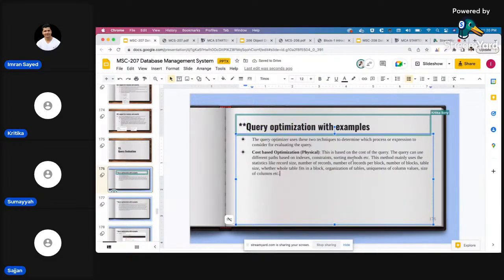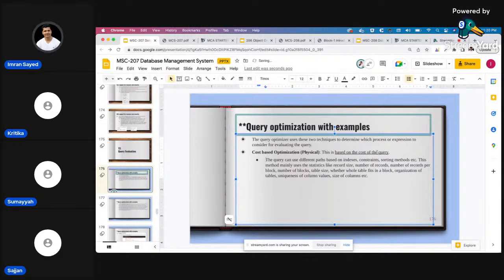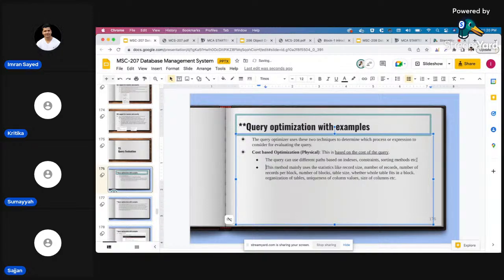Okay. So this is based on the cost of the query. Okay, so based on cost. So this is a keyword in this. Query can use different paths based on indices, constraints, sorting methods. So query can use different paths. This method mainly uses statistics like record size, number of records.